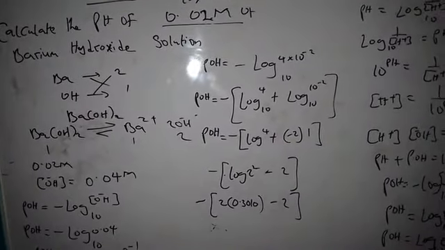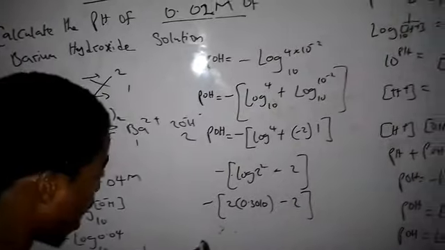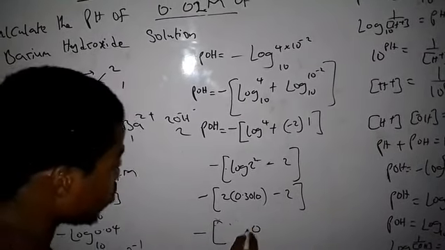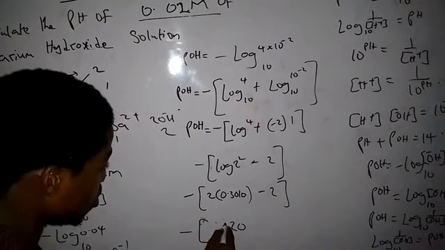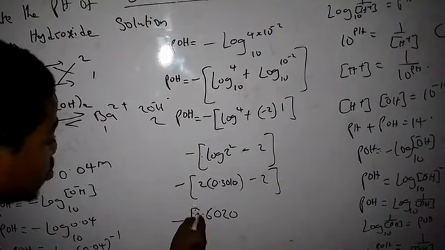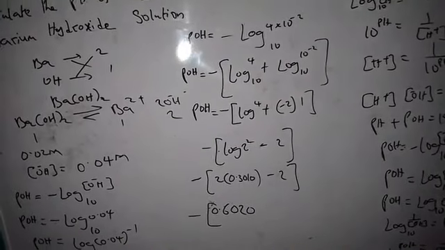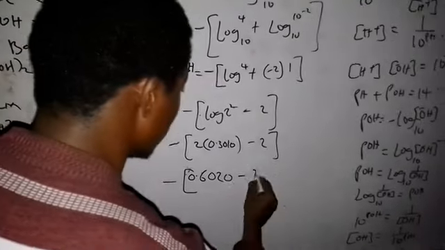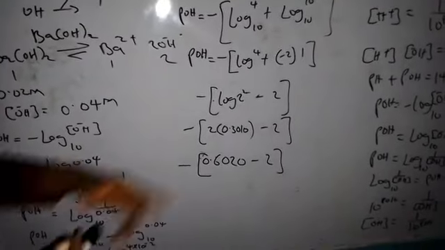I don't know whether you are following me at all. If I multiply everything, I'll have minus, into bracket, 2 times 0.3010 which is 0.6020. That's our log 4. And then minus 2. But if you know your log 4, you can quickly put it in, which is 0.6021.